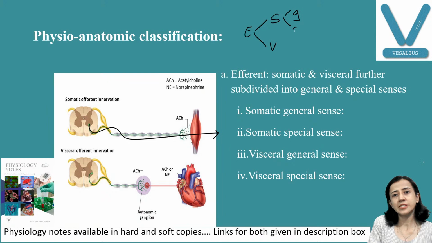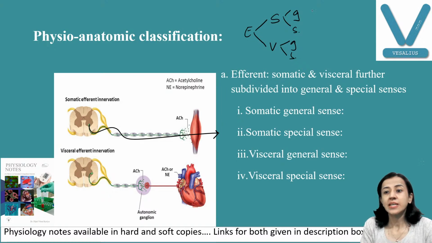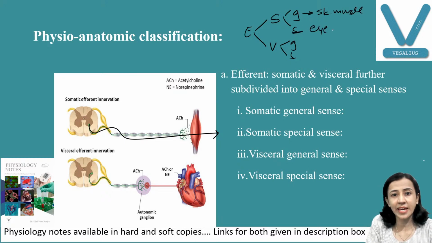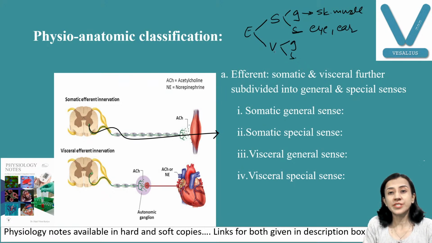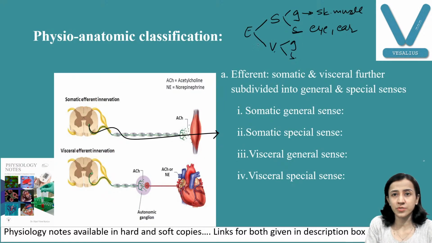General and special. This is fine. Now, somatic general means these are the fibers that carry sensation from skeletal muscle. And special means they carry sensation from eye and ear. Then visceral general carry motor fibers from viscera.